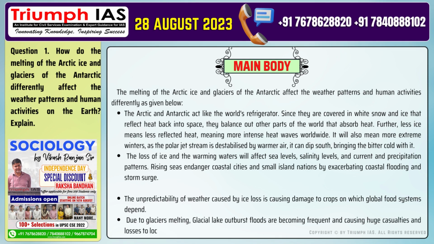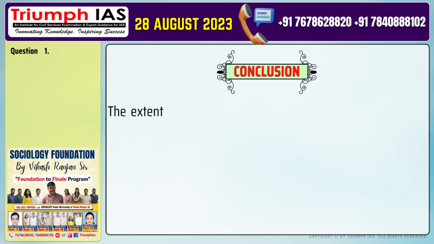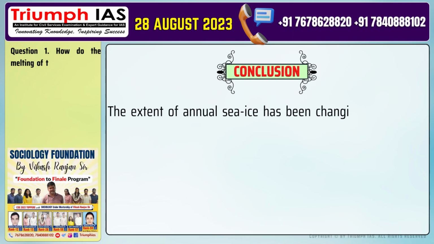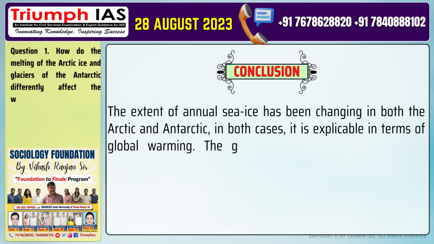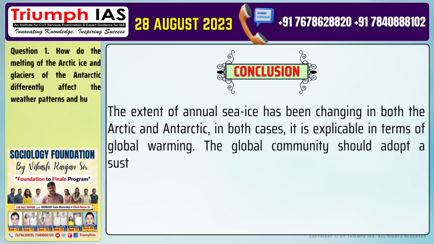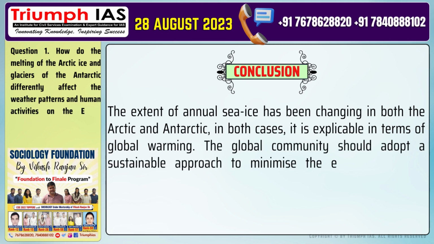Conclusion of the answer is: the extent of annual sea ice has been changing in both the Arctic and Antarctic. In both cases, it is explicable in terms of global warming. The global community should adopt a sustainable approach to minimize the effects of global warming.